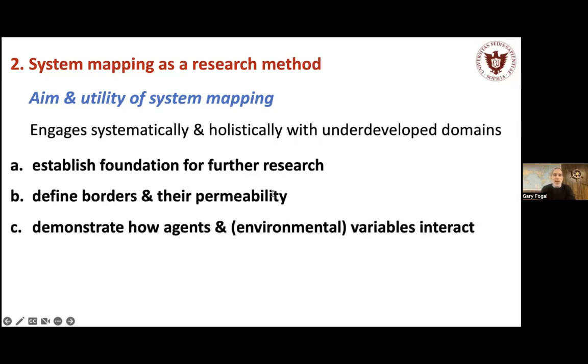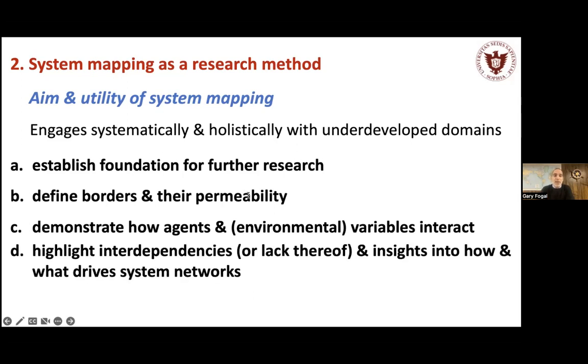System mapping also demonstrates how agents and system variables interact. This is particularly helpful. As researchers, we sometimes can easily identify the players and the components, but what is less accessible is how those pieces interact, right? So knowing how they interact provides us with useful information that can be used for, let's say, hypothesis testing, to generate interventions, and to explore further. System mapping also highlights interdependencies that may provide insights into how and what drives system networks.